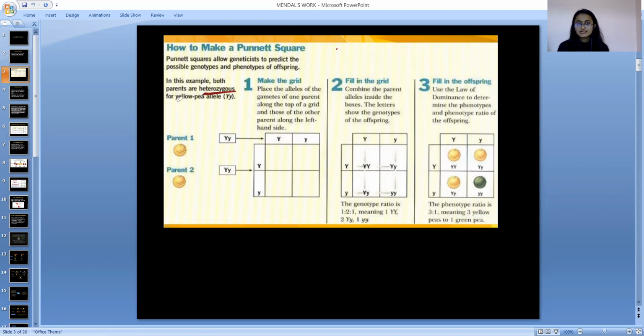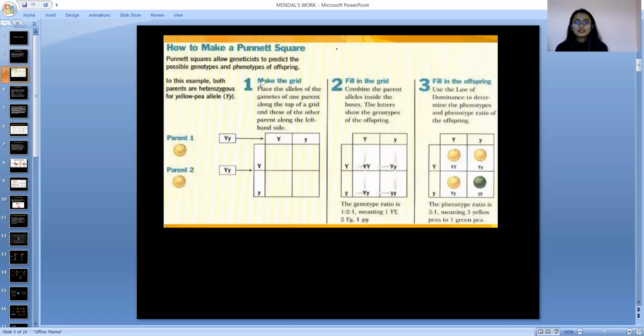Both parents are heterozygous for the yellow allele. Parent 1 is Yy, parent 2 is also Yy. Right, so both are heterozygous. I already told you about heterozygous in the last video: it has two different types of genes at the same loci. If the same genes are on the same loci, we call it homozygous.